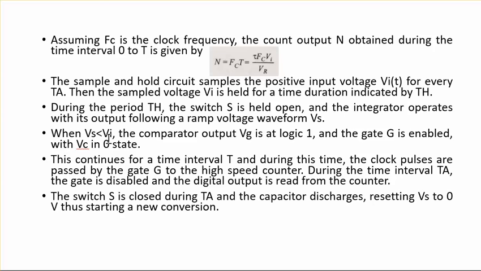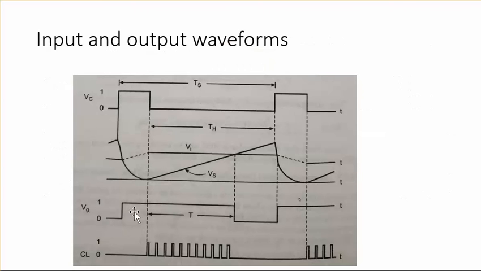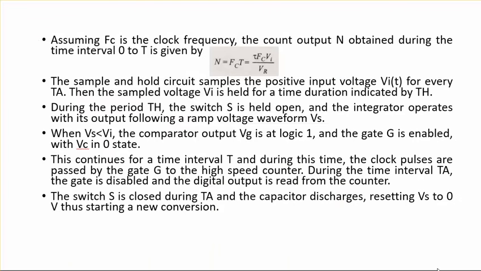So when Vs is less than Vi, the comparator output Vg is at logic 1 and the gate is enabled with Vc in 0 state. This is going to continue for the fixed time interval T, and during this time the clock pulses are passed by the gate. That is what we are showing: the gate voltage is high during the high value of the control voltage, so the gate is enabled with Vc in 0 state. This continues for a time interval T, and during this time the clock pulses are passed by the gate to a high speed counter.